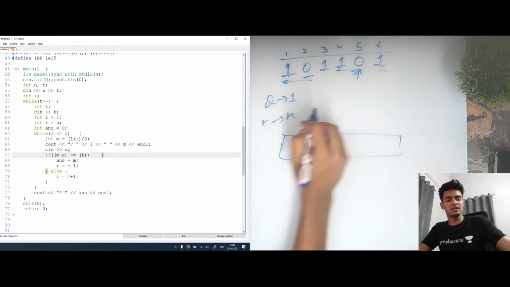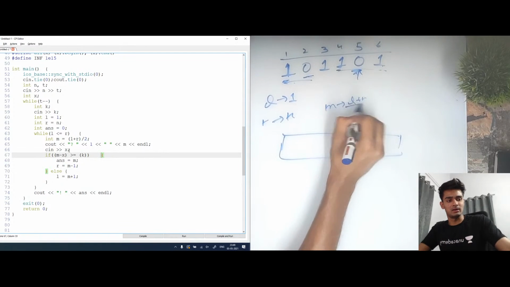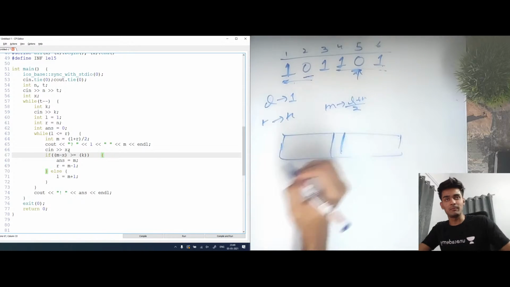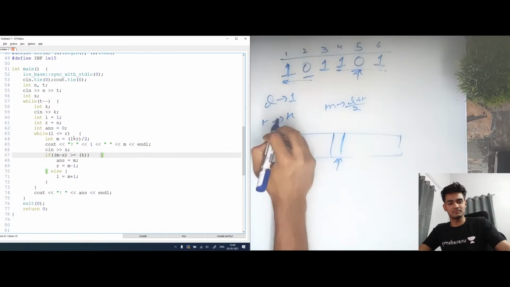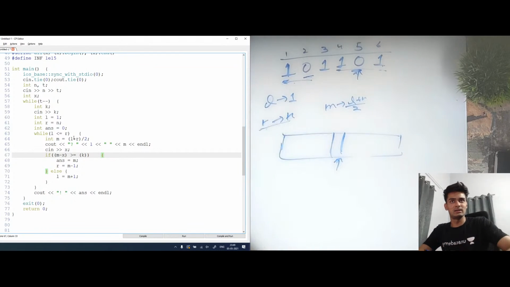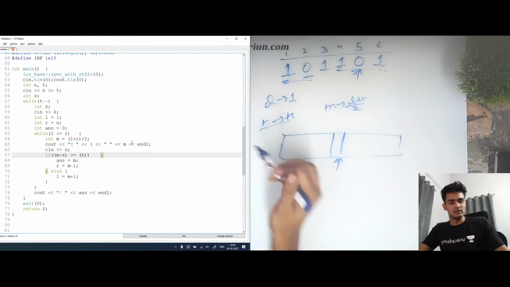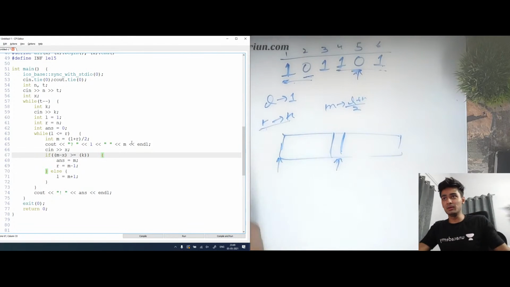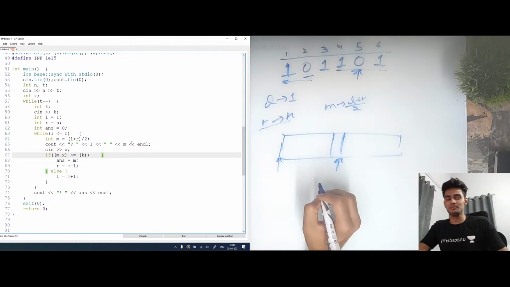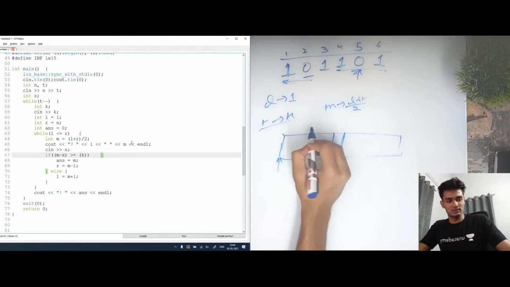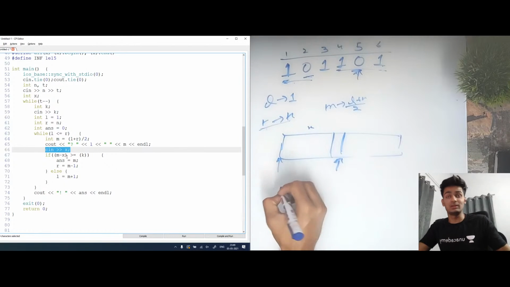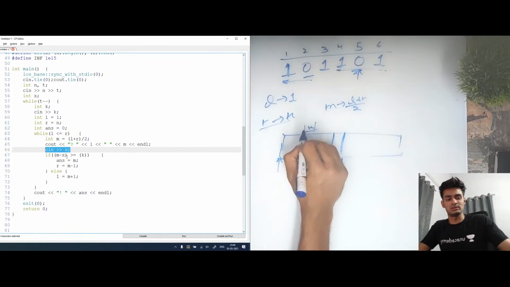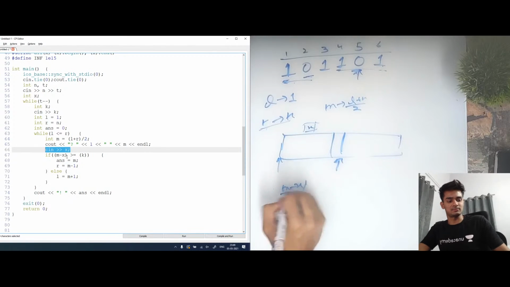What I'm actually doing is calculating M, which is (L plus R) by 2. So this is exactly the middle point. And I query this. So while L is less than or equal to R, I just query 1 to M. Basically I'm trying to find the number of zeros from 1 till M. Let's say this count was something X. So I just scan that X. Now, if X is the number of ones, the number of zeros will be M minus X.